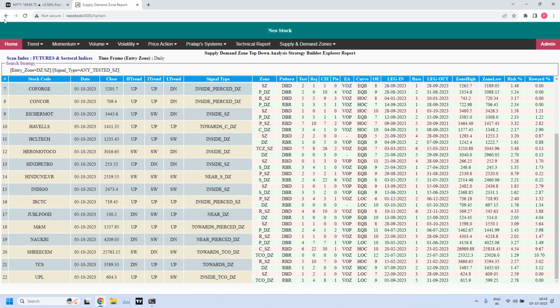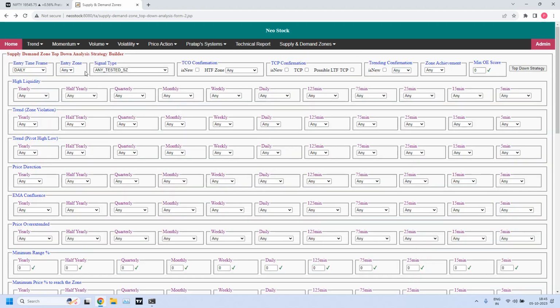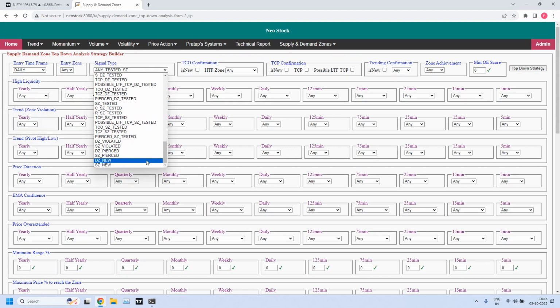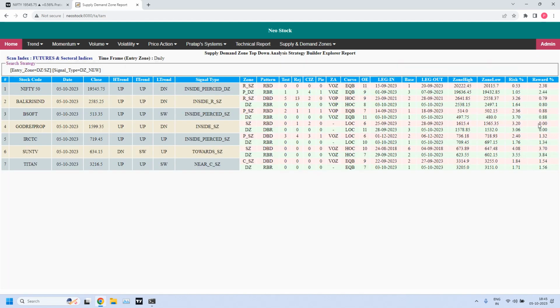Let's go back and find newly created demand and supply zones. Entry time frame daily. Let us find the stocks having newly created demand zones. These stocks are having newly created demand zones. I'm not saying all these demand zones are newly created ones. They are having newly created, and most of these zones are newly created.